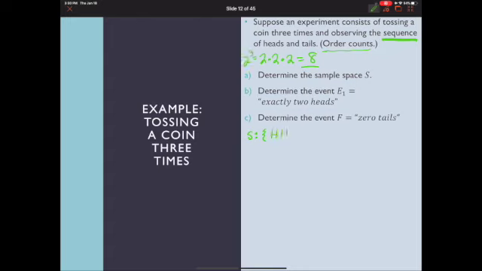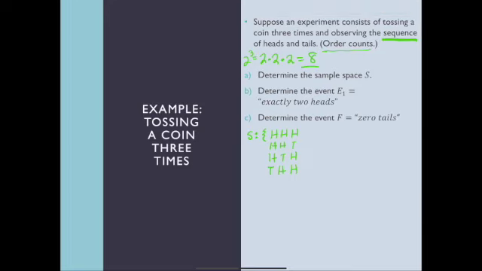So I'm going to see, okay, what would happen if I got all heads? Then I could get heads, heads, tails, heads, tails, heads, and then tails, heads, heads. So these are the 3 options where I could get exactly 2 heads. Next, I could have all tails. I could have tail, tail, head, tail, head, tail, and head, tail, tail. And this is our 8 possible outcomes.